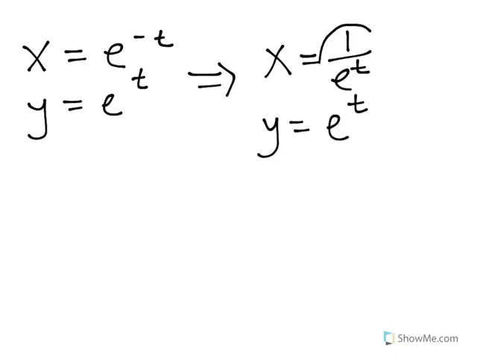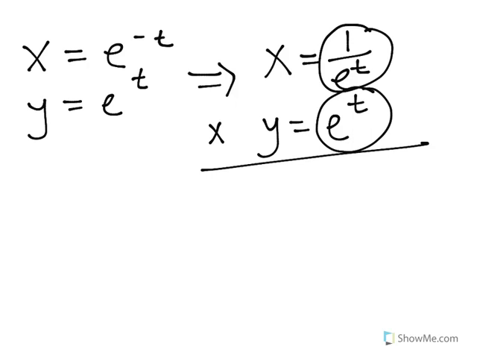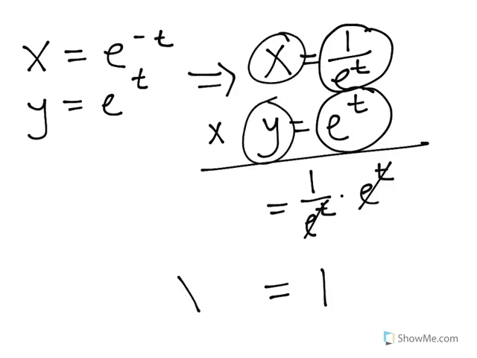Can you think of a way to combine a 1 over e to the t and an e to the t so that the t's cancel out or go away? Don't add these two equations together or subtract them. What if you multiply these two equations together? If you multiply, you get 1 over e to the t times e to the t on the right side, and there you go, you get just 1. And on the left side, you get x times y, which is a little bit weird.